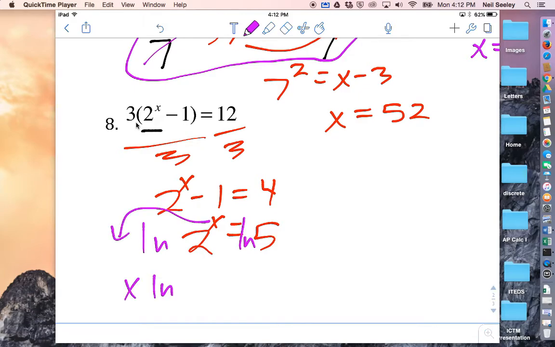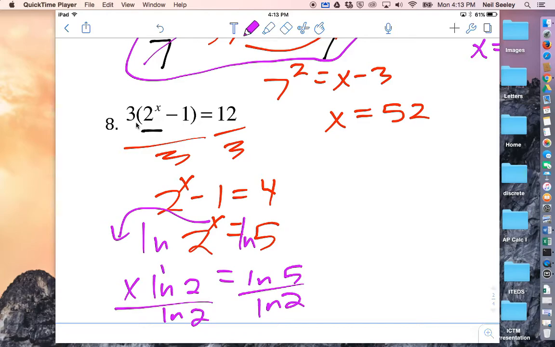So I get x ln2 equals ln5. ln2 is a number. I may divide both sides by ln2. It's not ln times 2. It's just ln of 2. It's its own full value. It's an irrational number. That's it. I have just canceled my ln of 2 on that side. I get x equals ln of 5 over ln of 2.